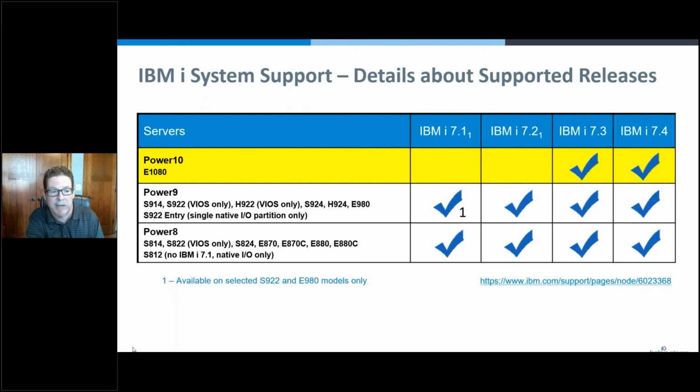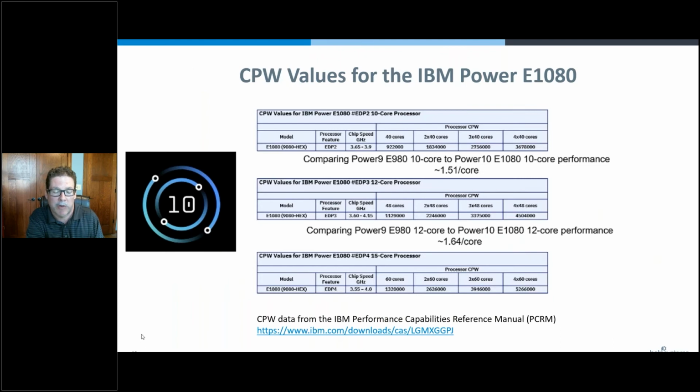So you can see the chart, and there's another version of this chart that goes even further back in time. You can see the gradient: as newer hardware comes out, only the newer versions are supported on the hardware. Dylan talked a lot about performance, and CPW, commercial processing workload, is the metric that we use in IBM i to help us gauge generation to generation. So if you look at Power9 compared to Power10, at the link at the bottom I have the IBM i Performance Capabilities Reference Manual. It has a lot of the CPW numbers. Otherwise, they're in other places too.